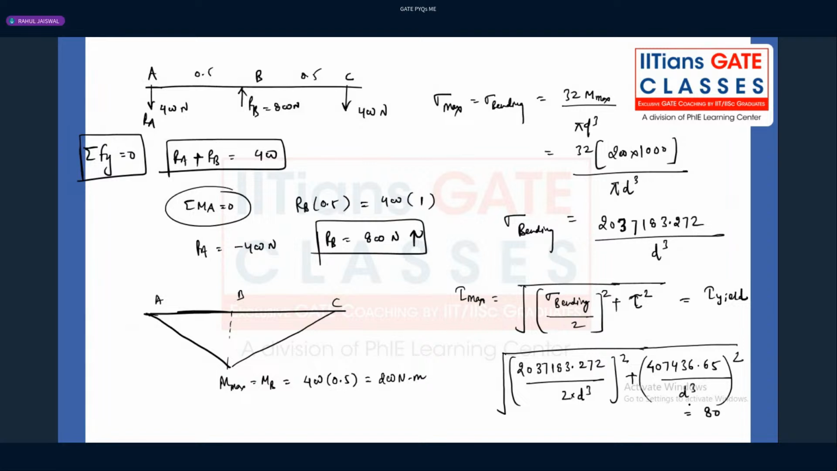Understand, according to maximum shear stress theory, MSST, this tau max should be less than or equal to tau yield for the safety condition, right? So correspondingly, if you calculate the diameter, you should be getting at least 23 point. You can calculate through a virtual calculator, you will be getting 23.93 mm. That should be the minimum diameter required. Otherwise, the material will fail according to Tresca's theory, right?